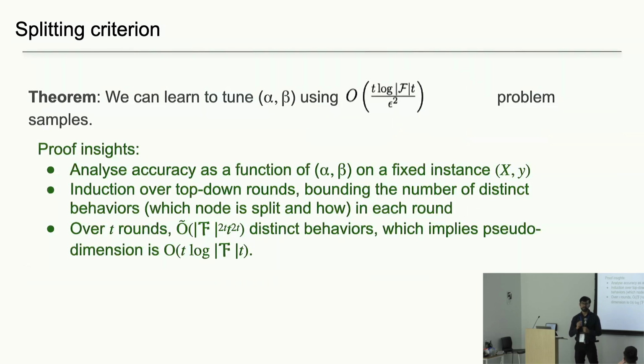There are some proof insights, but the key takeaway here is you want to give a bound on the total number of distinct behaviors, or predicates in the GJ terminology, that the algorithm can take. As you vary alpha and beta, what's the total number of different decision trees that you can possibly make? That's roughly what you want to bound. If you can do that, then you can apply the tools that we talked about and get a bound on the pseudo-dimension and sample complexity.